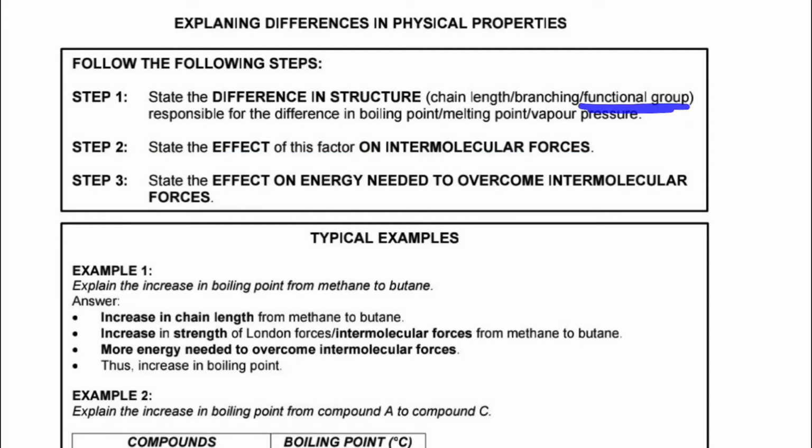Or for the functional groups, you say compound A is an alcohol, and compound B is an alkane. So you state the effect on the intermolecular force there, and you say the one with the alcohol has a stronger intermolecular force than the alkane. I'll show you examples, and then state the effect on energy.